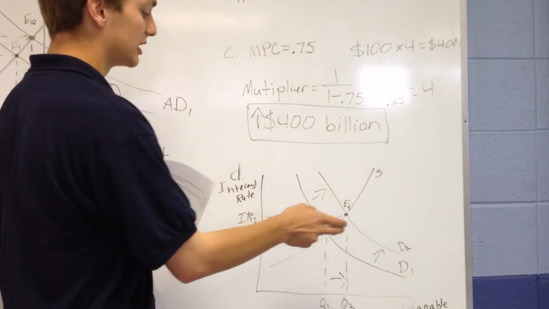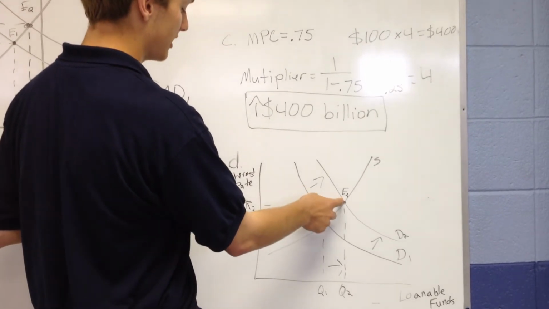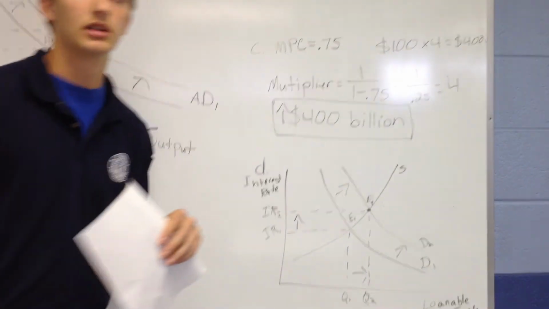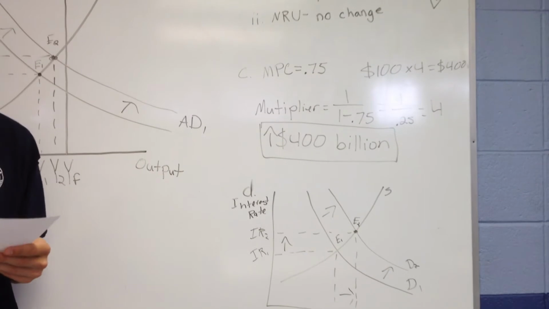With the increase in spending, the loanable funds demand would increase, creating a higher interest rate and a higher quantity of loanable funds. That's because the government has gone in and borrowed money in order to pay for the $100 billion spending.